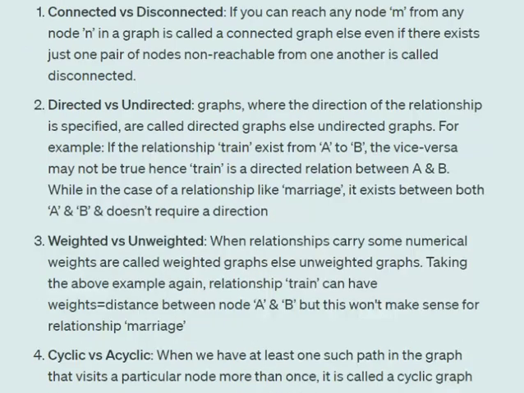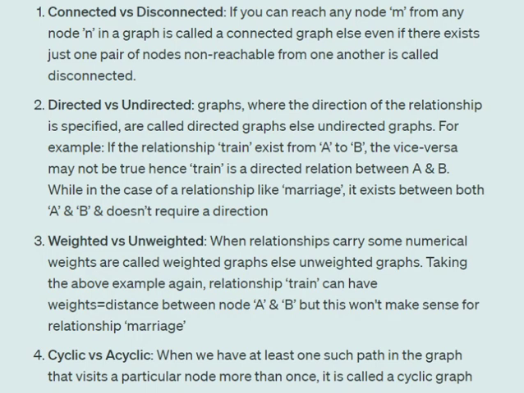Now we'll talk about what are directed versus undirected graphs. Where the direction of the relationship is specified, they are called directed graphs. So, for example, it can be the case that there is a train from point A to point B, but vice versa is not true. That means from point B to point A, the train doesn't exist. So, from Hyderabad to Bangalore, we might have a train but from Bangalore to Hyderabad, we don't have a train.